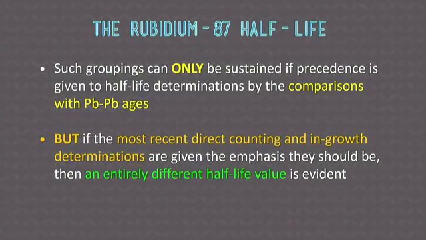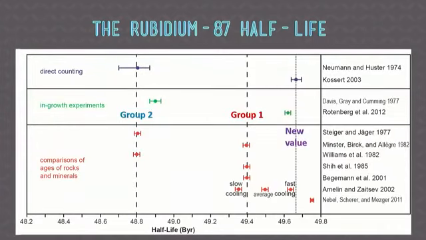The interesting thing is more recent direct counting and in-growth determinations, which should be given the emphasis over the other methodology because you're actually directly measuring how many decays of rubidium have occurred, actually give you an entirely different determination. The actual experiments to measure the actual atoms that decay give you a different result to deliberately tweaking the rubidium half-life to match the uranium, to get the same uranium ages.